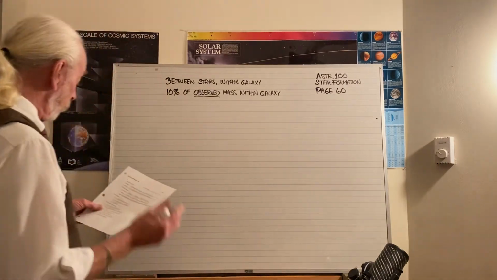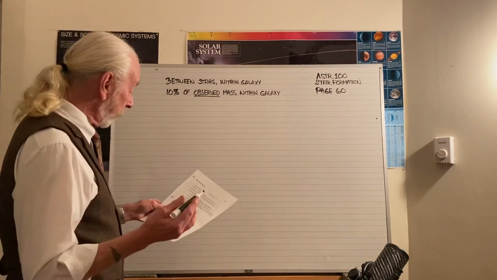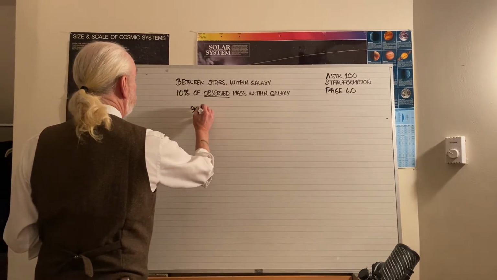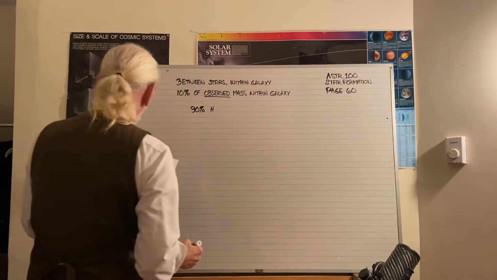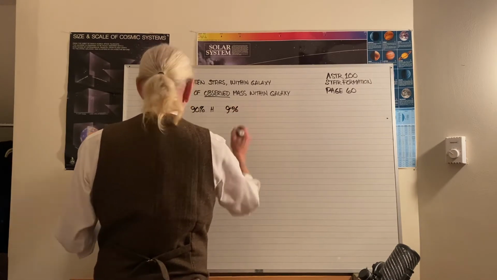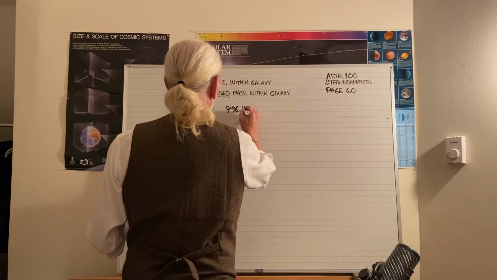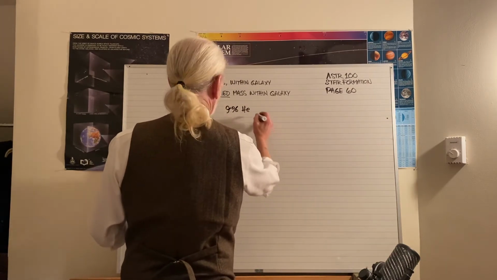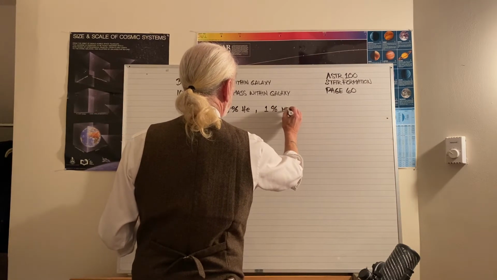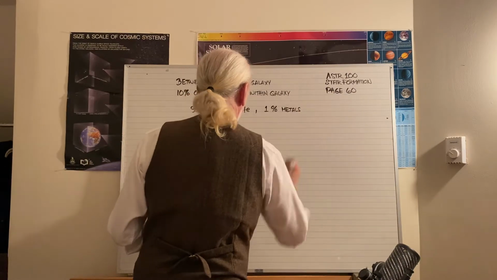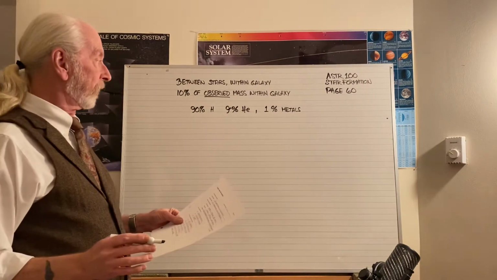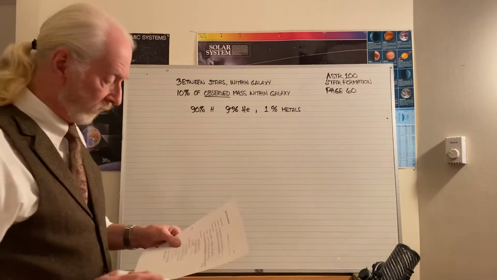Well, the overall composition by particles, if you want to do a particle count, is roughly 90% hydrogen, 9% helium, and 1% metals. What are metals? Well, we'll get to that in a little bit. In astronomy, we tend to look at chemistry a little bit differently. You'll see why here in a minute.